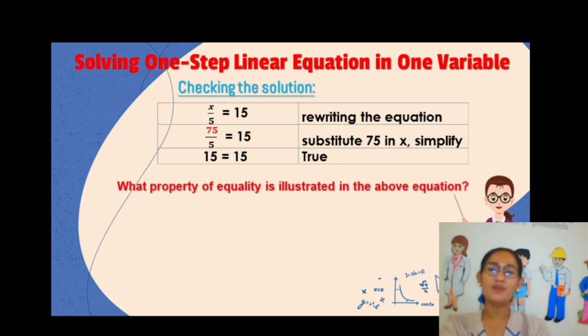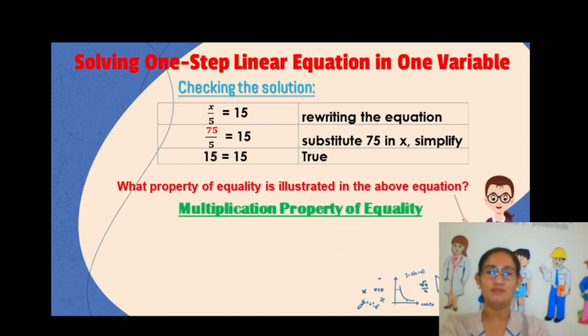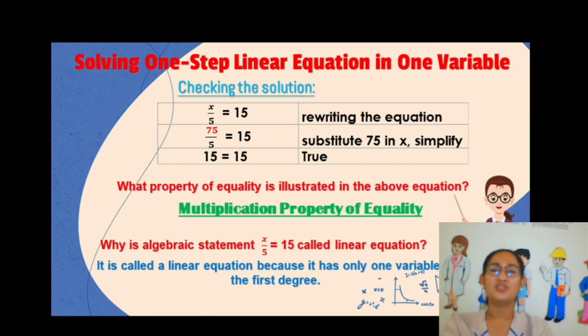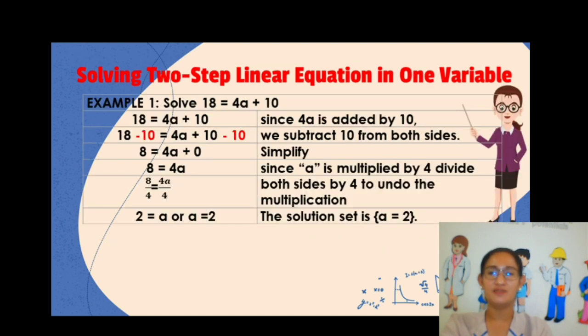What property of equality is illustrated in the above equation? Correct. Multiplication property of equality. Why is the algebraic statement x over 5 equals 15 called a linear equation? It is called a linear equation because it has only one variable in the first degree.